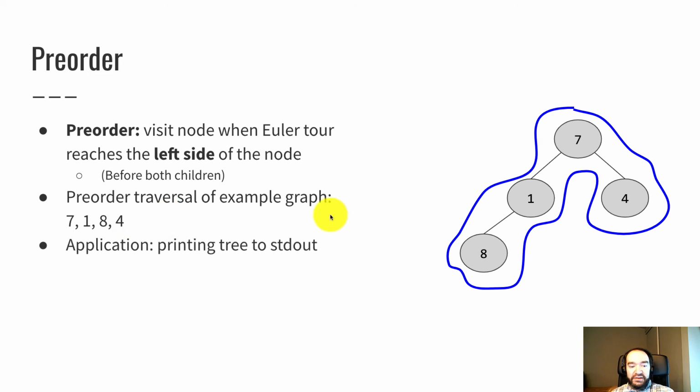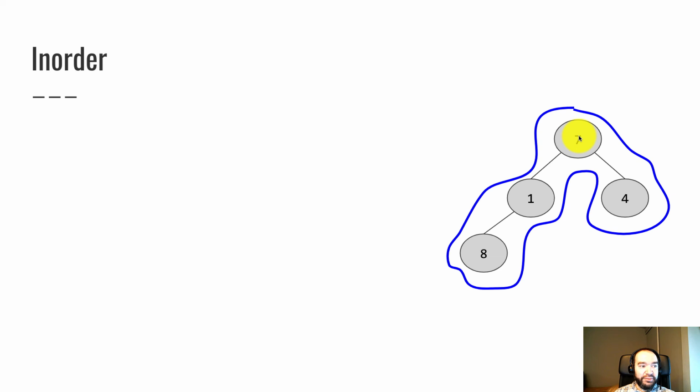One application of this would be printing to standard output. A convenient way of organizing a binary tree like this into textual format is to first print the contents of a parent node and then print its children. That layout looks good on standard output.